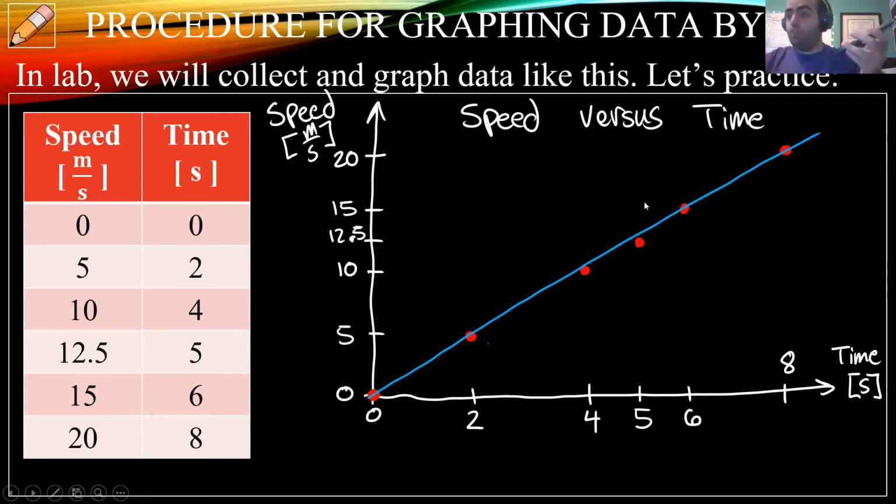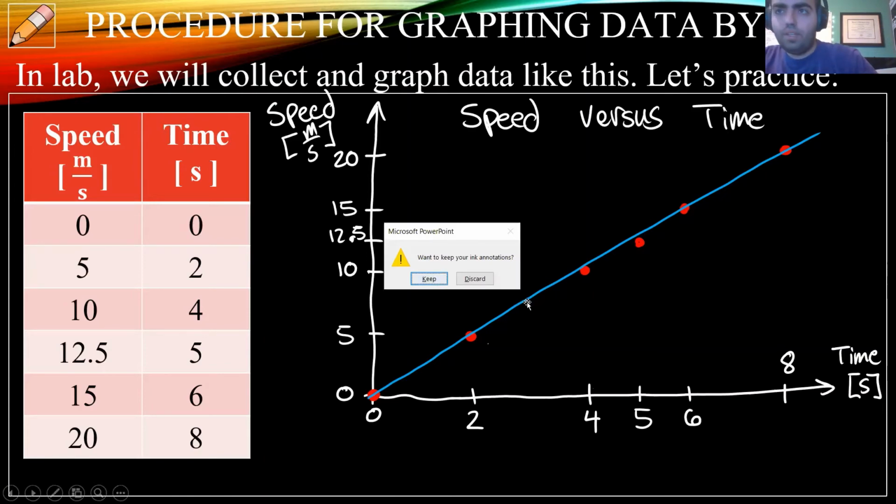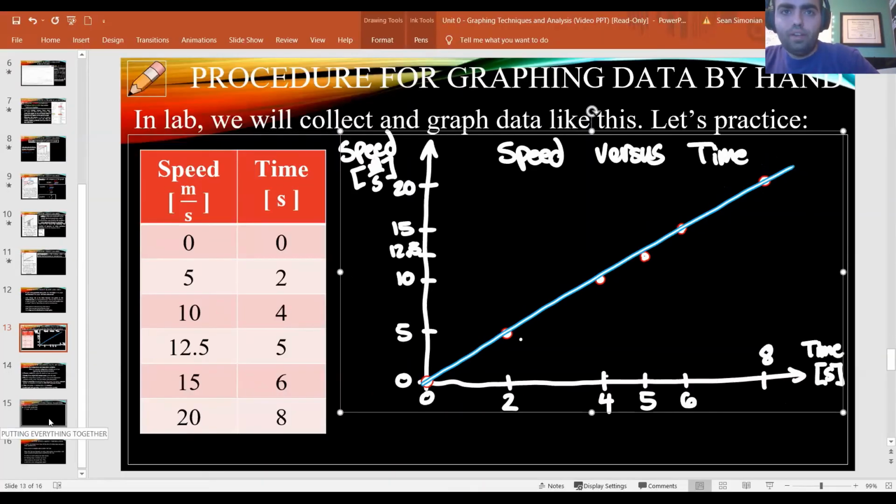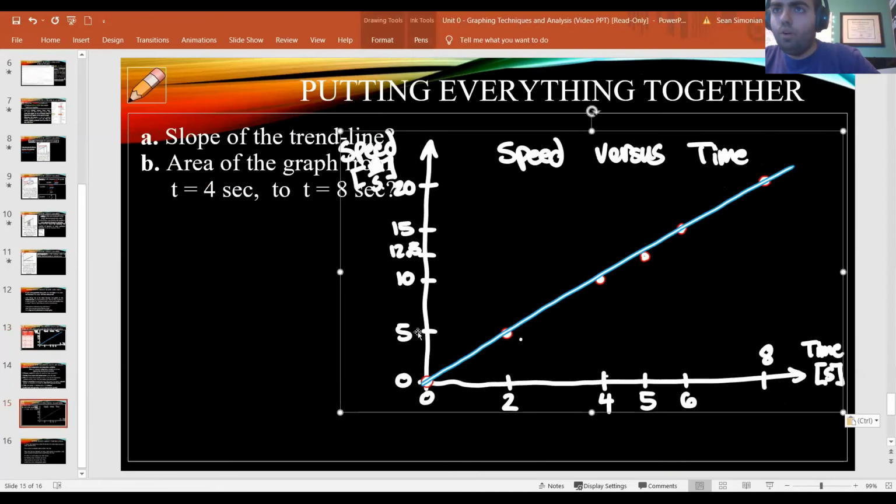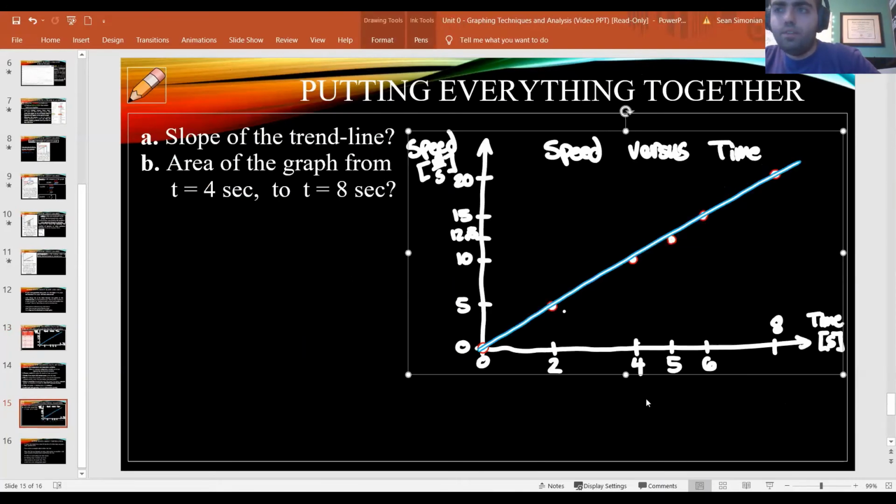And now that we've practiced drawing the graph, the next thing that I wanted to practice were those things as well. Just real quick, I'm going to copy this over so we have it for that part of the program. Let's do this.